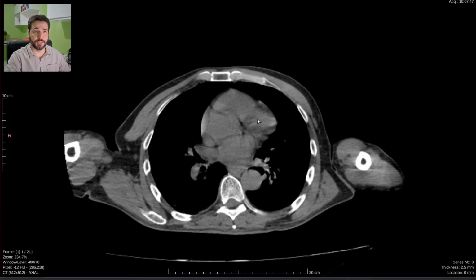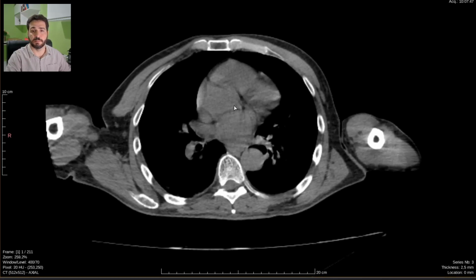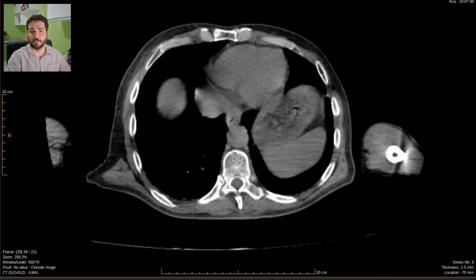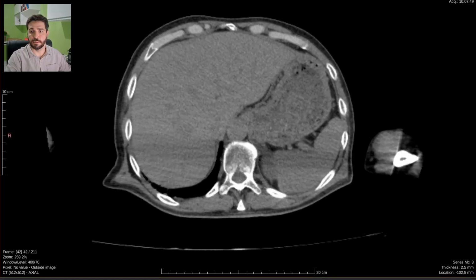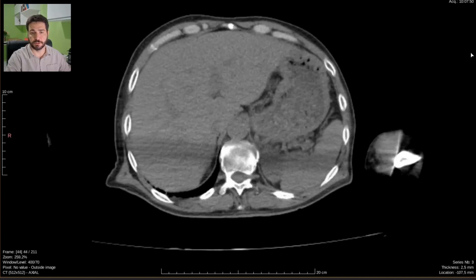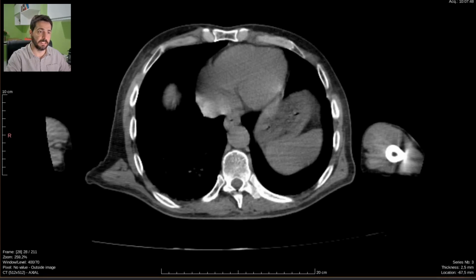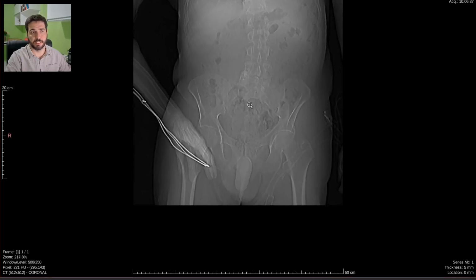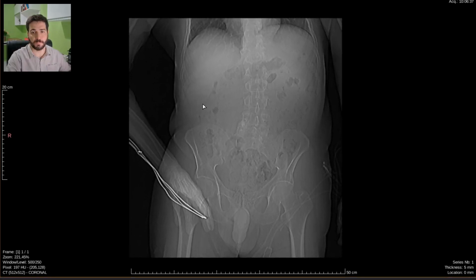Nonetheless, this is a trauma patient. This exam was scanned without contrast enhancement, which is a bad sign. And as you can see right here, the patient is very malpositioned. There are some metallic objects right here.